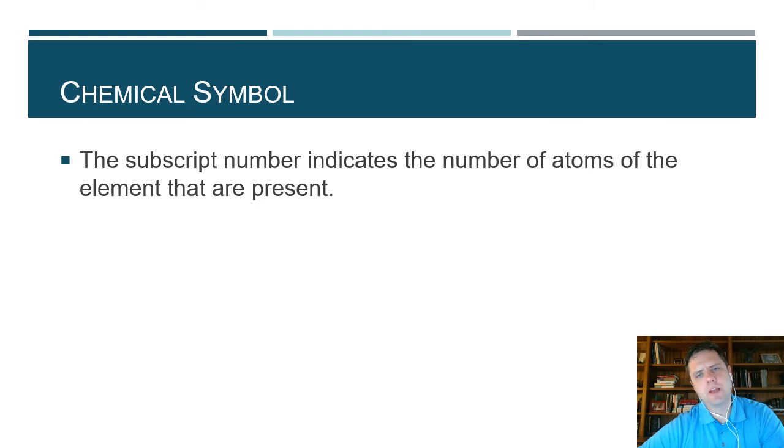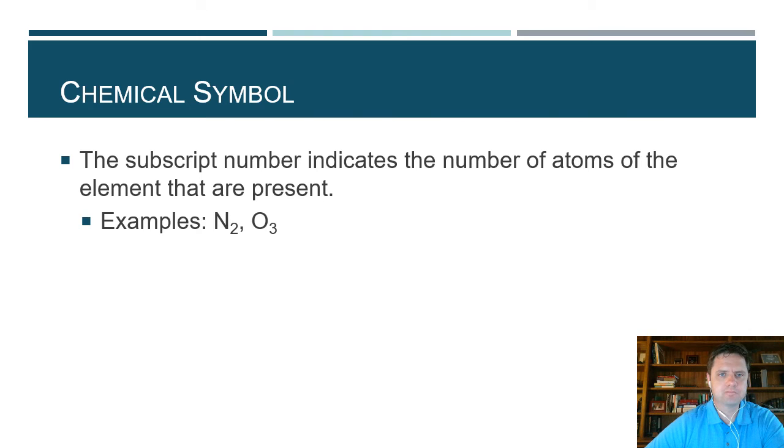So the subscript number indicates the number of atoms of that element that are present. Examples would be like this. I just said before N2, for example, or O2, or H2. So that just means that there's 2 nitrogen atoms there in N2. Look at O3. O3, there's 3 atoms of oxygen.